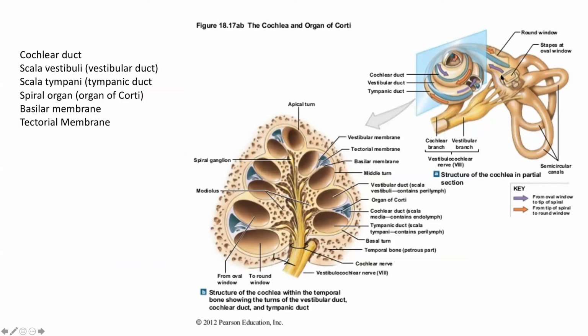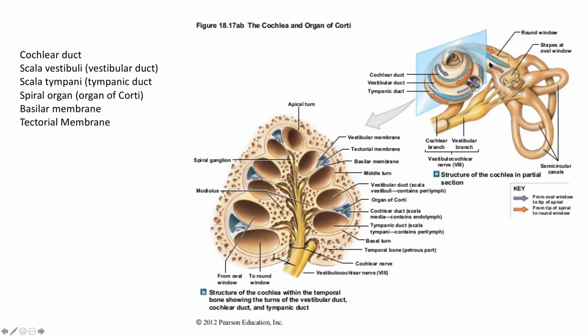So when this vibrates at the oval window, it sends that vibration, that pressure wave, through the perilymph here. Remember, the blue is the endolymph, and the perilymph is here. So this is the vestibular duct.